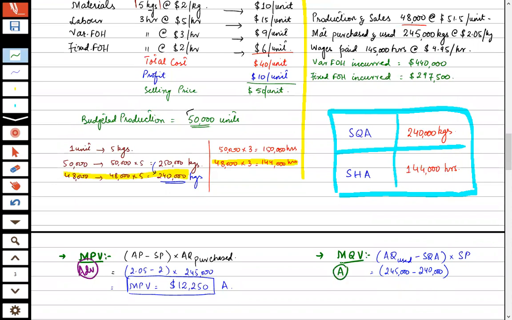By seeing the actual and standard quantity or actual or standard price, we immediately establish that these variances are adverse or favorable. Now we have to just multiply it by the standard price, and the standard price will be taken from here. Also, it is 2. So the material quantity variance will be worked out as 245,000 minus 240,000, 5,000 into 2 is $10,000 adverse.